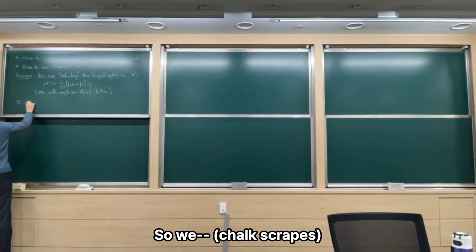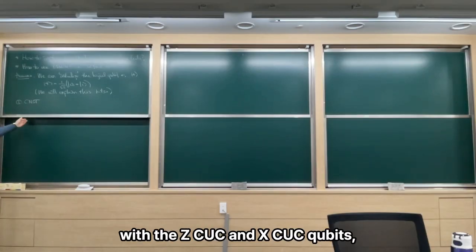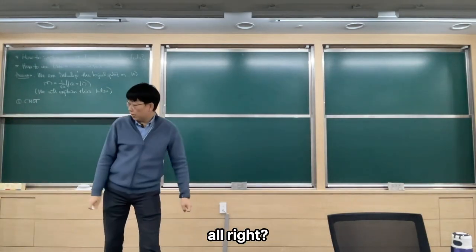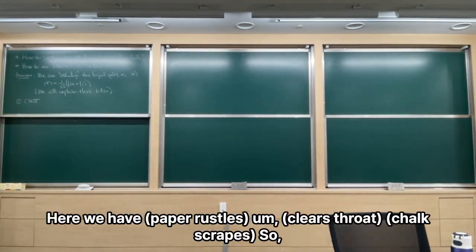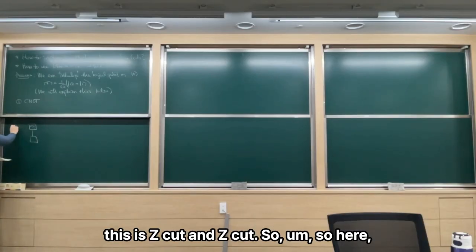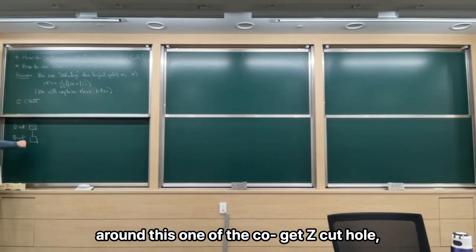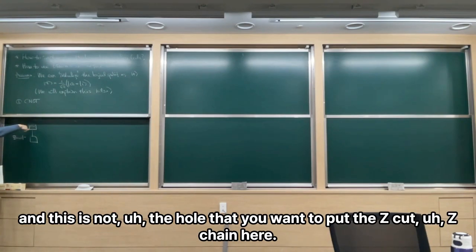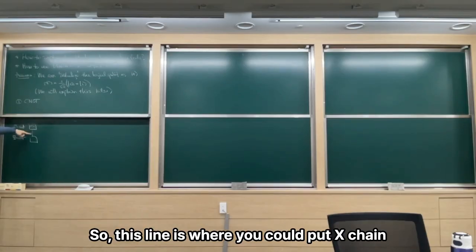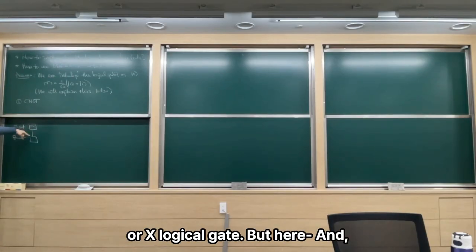We talked about this with the Z-cut and X-cut qubits, right? So let me draw the picture again. Here we have Z-cut and Z-cut. Here you could have a logical Z gate around one of the Z-cut holes, and this is not the hole where you want to put the Z chain. So this line is where you could put an X chain or logical X gate.